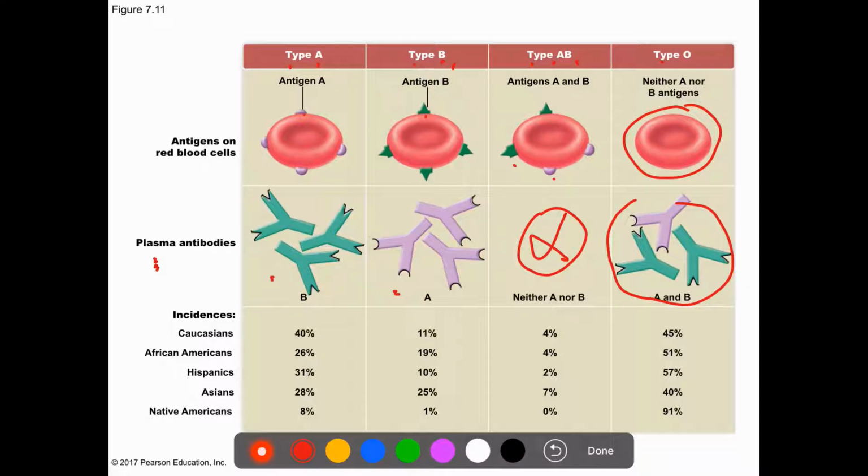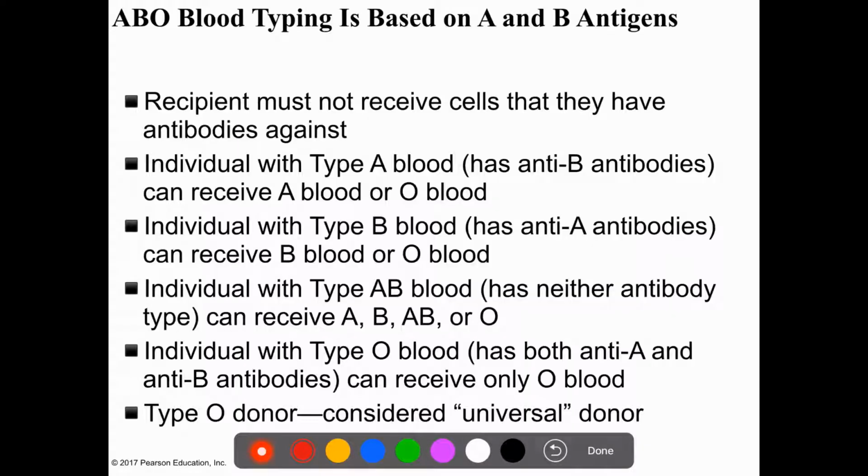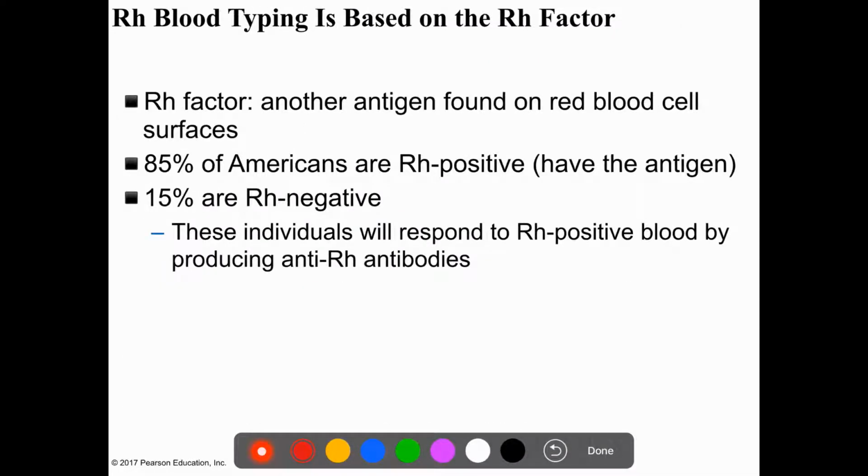And this is the incidence of distribution of the different blood groups among different ethnicities. Now, the ABO blood typing is based on the A and B antigens. As we said, this is a summary of what we talked about. Then we did not talk about the Rh because it's the same concept.